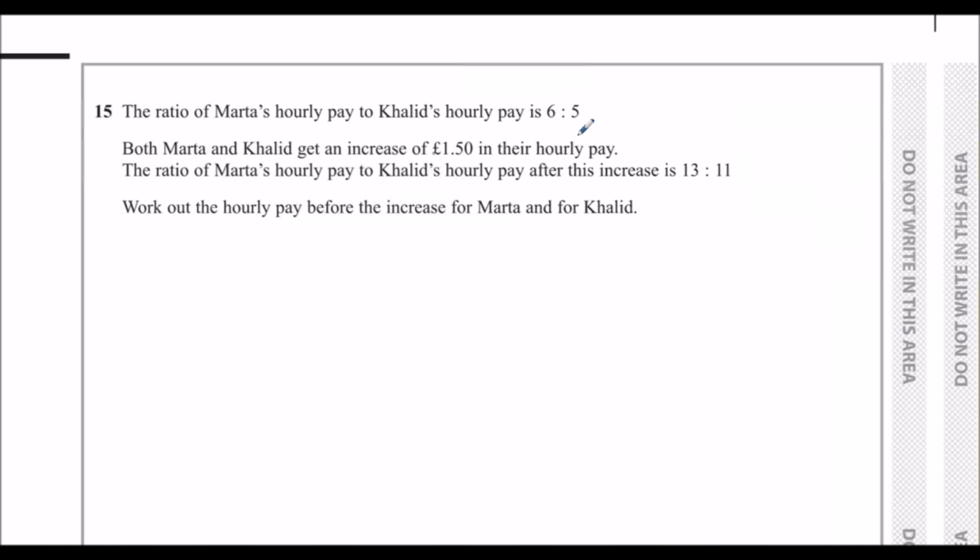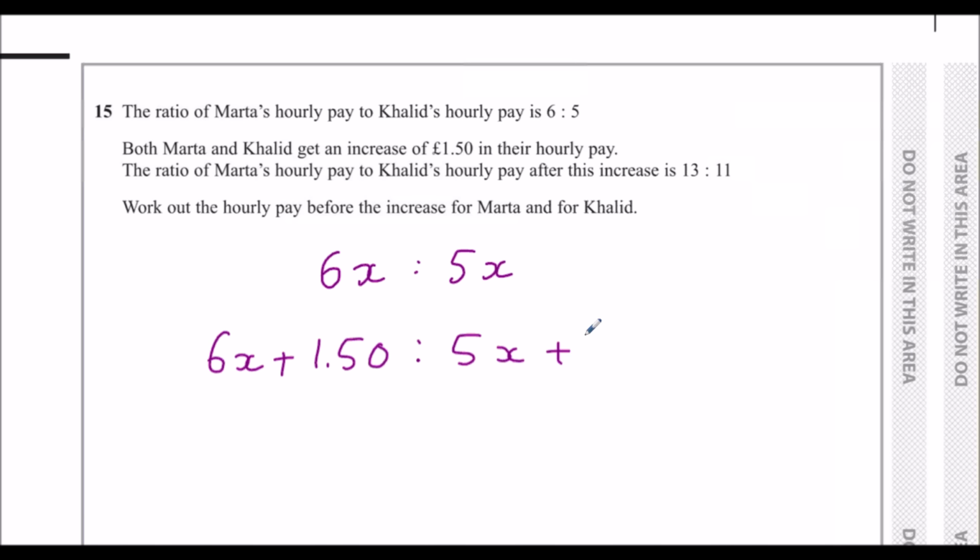So they're in the ratio 6:5 before the increase. We don't know exactly what the pay is, so let's say it's 6x for Marta and 5 times x for Khalid. Then they both get an increase of £1.50. So we've got 6x plus £1.50 and 5x plus £1.50. And these two are in the ratio 13:11 now.